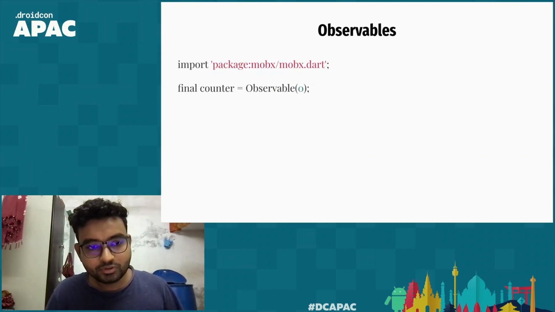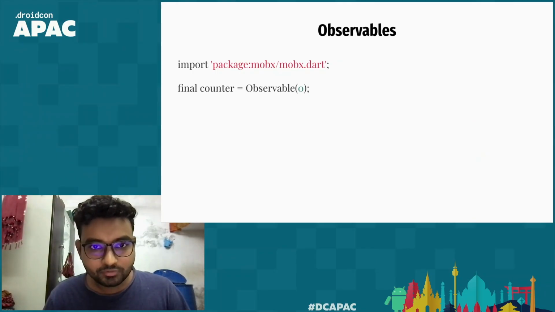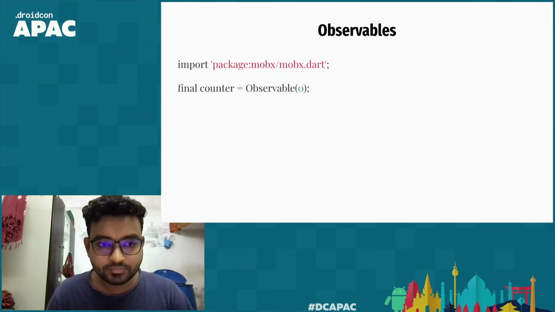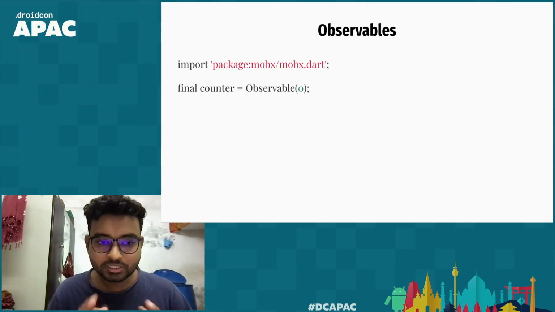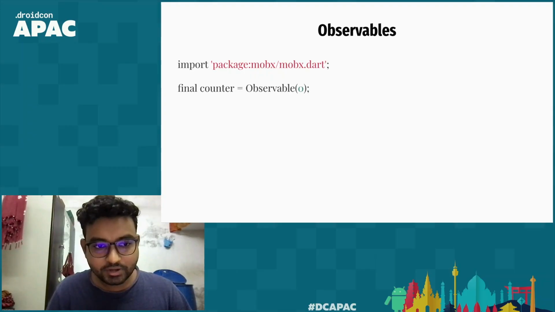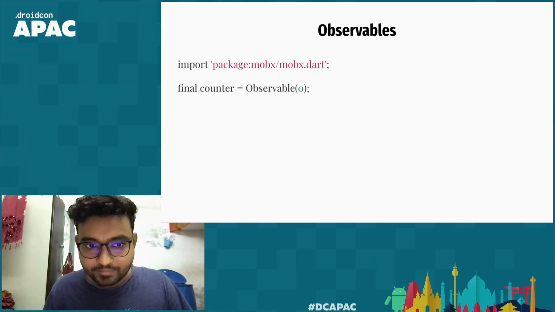We have to import one package called mobx.dart. You first have to add it in your pubspec.yaml file. You have to define the mobx package and the flutter_mobx package, and our observable will look like this in pure MobX: final counter = Observable(0), where we are initializing a default value of 0. So this is how an observable looks in MobX.